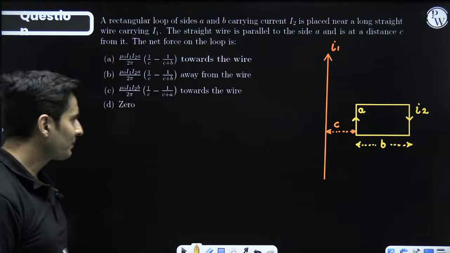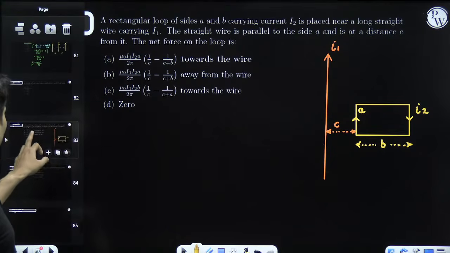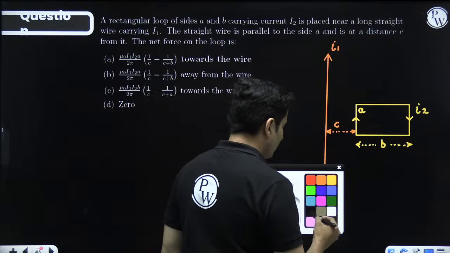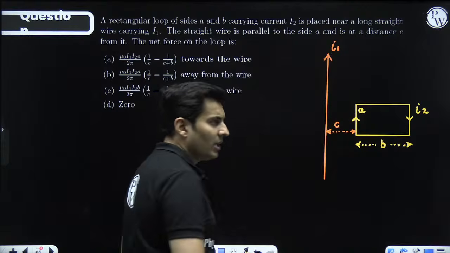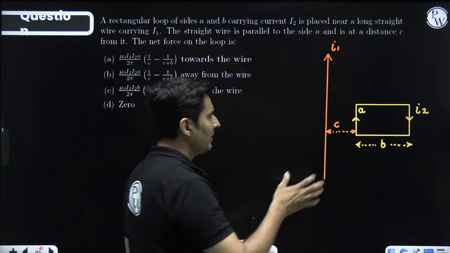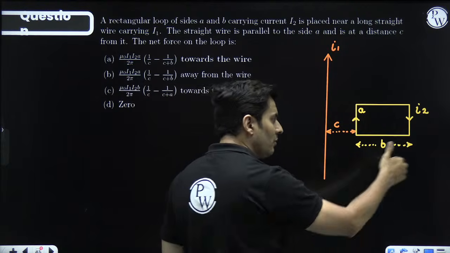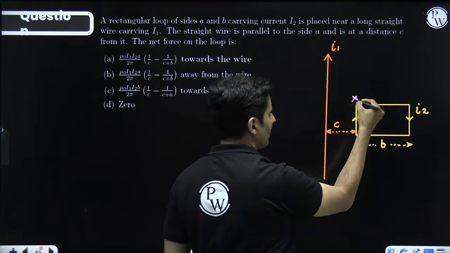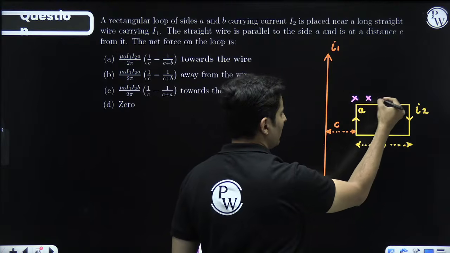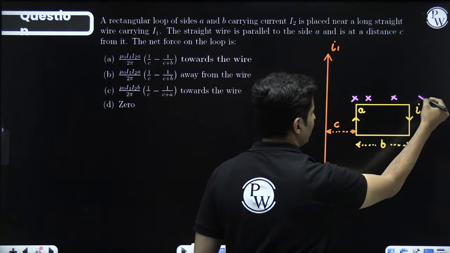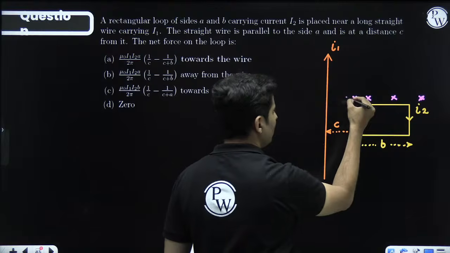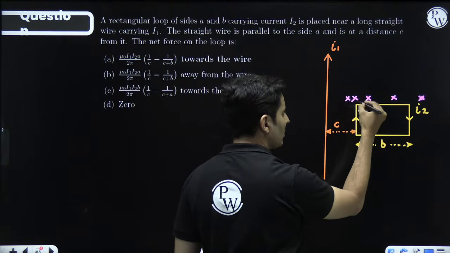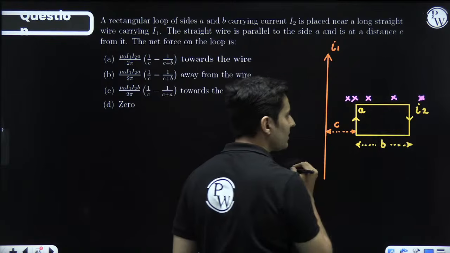Very good question. First of all, realize that the magnetic field due to that long wire will be circular and it will not be uniform throughout the length. Here it will go inside and be very strong, and as you go far away, the field reduces. So the magnetic field strength is strong, weak, weaker, weakest.